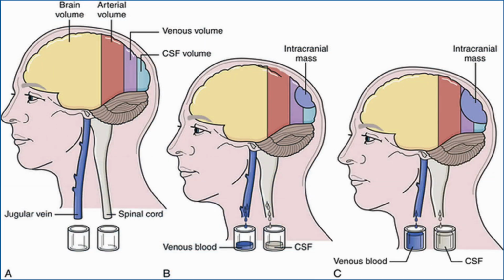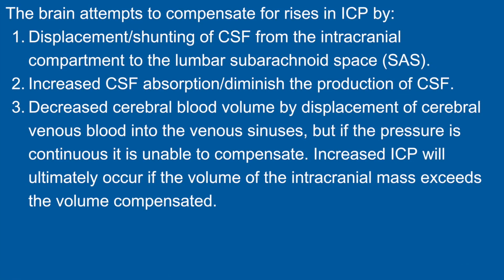The brain attempts to compensate for rises in ICP by displacement or shunting of CSF from the intracranial compartment to the lumbar subarachnoid space, or by increased CSF absorption, or it decreases the production of CSF. The third way, it tries to decrease cerebral blood volume by displacement of cerebrovenous blood into the venous sinuses. But if the pressure is continuous, it is unable to compensate. Increased ICP will ultimately occur if the volume of the intracranial mass exceeds the volume compensated.